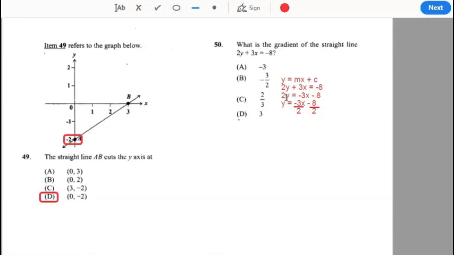And now we're moving the 2 from the y. It was multiplying, so when it comes across, it's now dividing. So the gradient, which is m in the equation y equals mx plus c, m is our gradient. So our gradient is negative 3 over 2. So our answer is B.